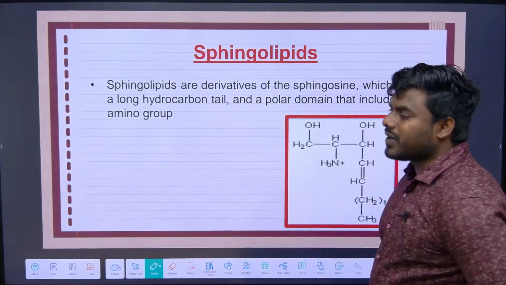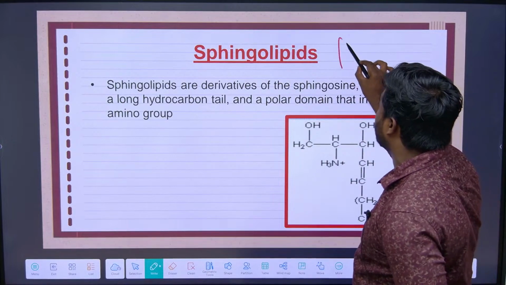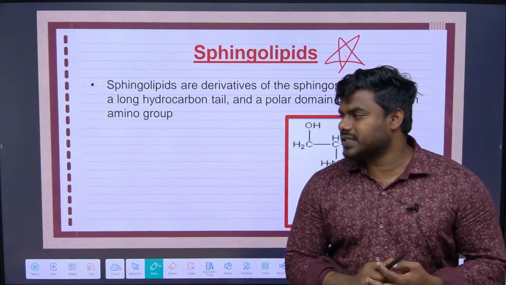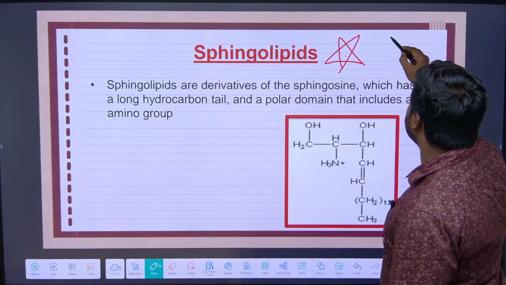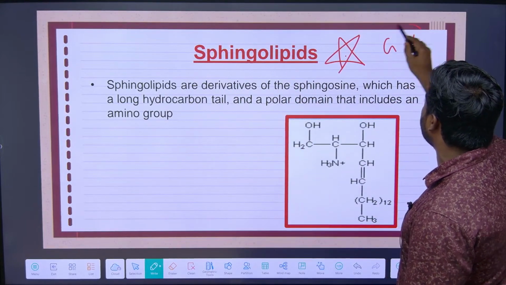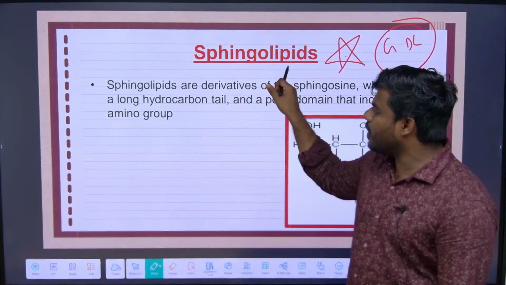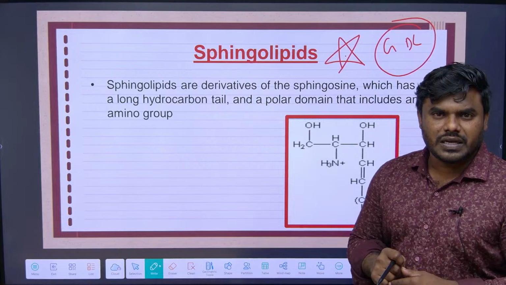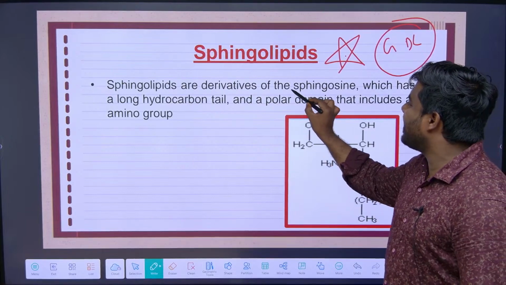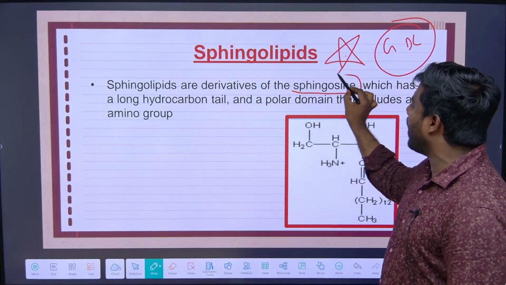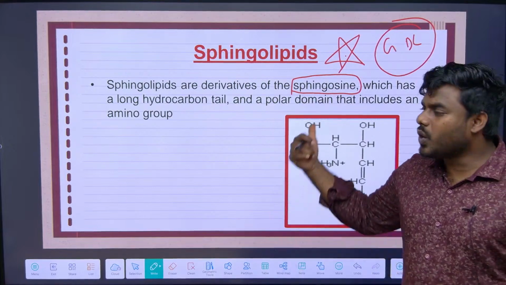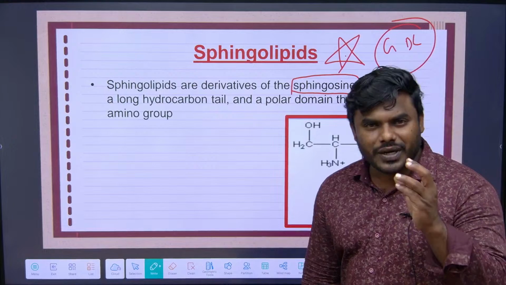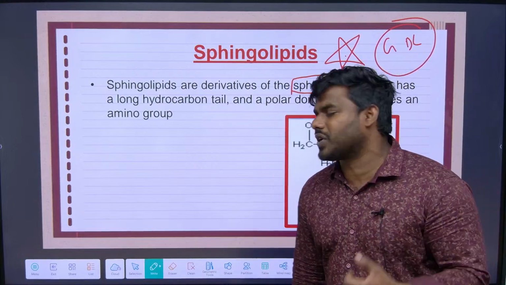Compared to the phosphoglycerides, this is more important, everyone focus. The second one we call sphingolipids. This is also a question which was asked in the Gurukul DL paper. Listen, sphingolipids. Sphingolipids are derived from a backbone called sphingosine. You don't need to remember the structure, but it is very important to understand it.